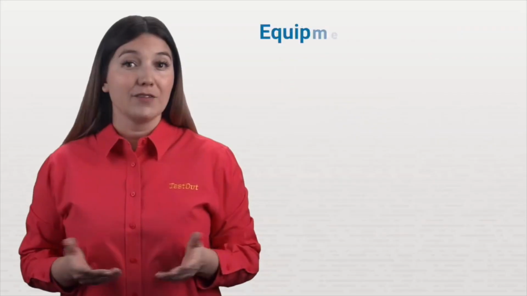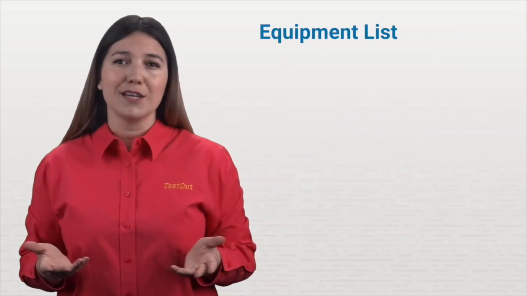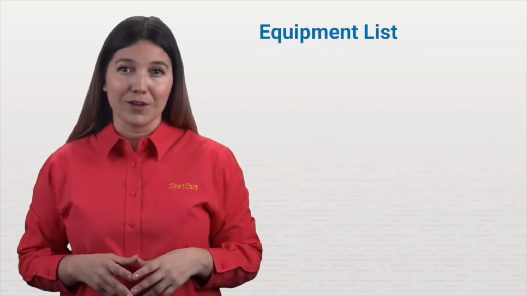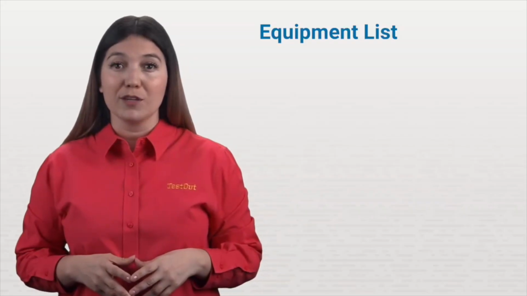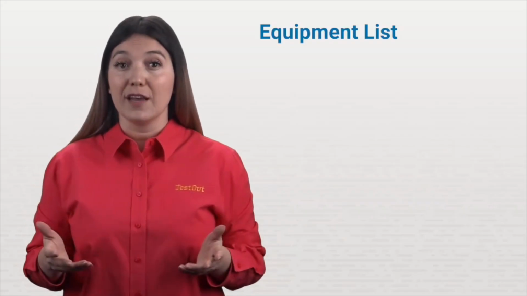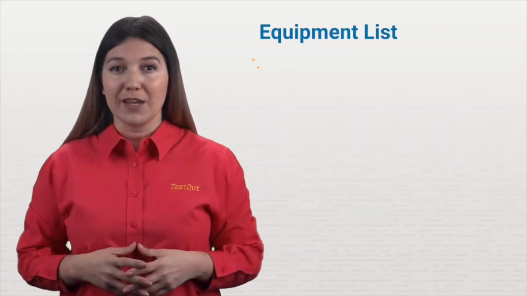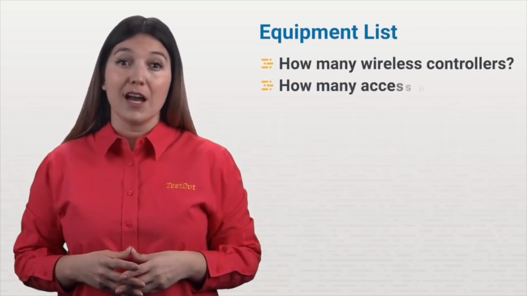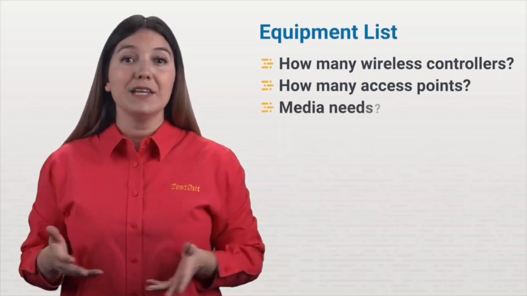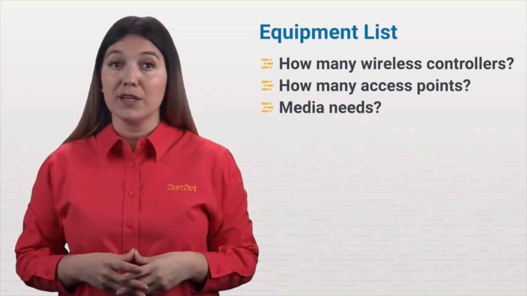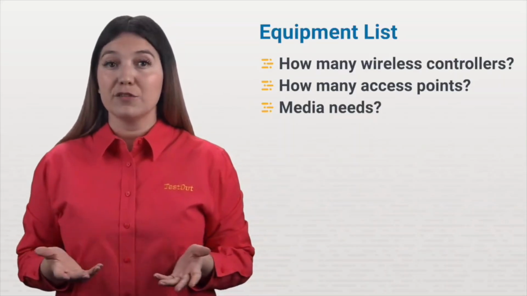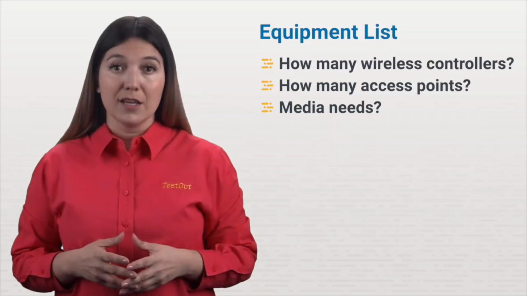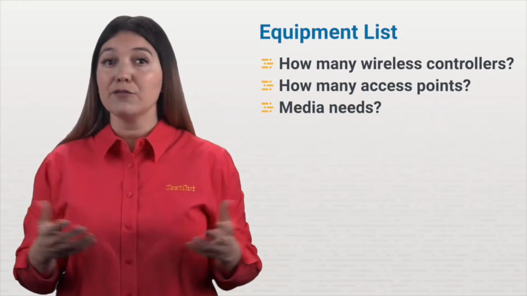After these tasks are done, you should have a pretty good idea of what equipment you'll need to deploy the wireless network. Using the network diagram you've created, which takes into account node density and spacing, you should be able to identify how many wireless controllers you need, how many access points you need, and what media you need to implement, such as UTP for the backhaul. Use this information to generate an equipment list. If you think you'll need spare devices, account for them in the equipment list as well.